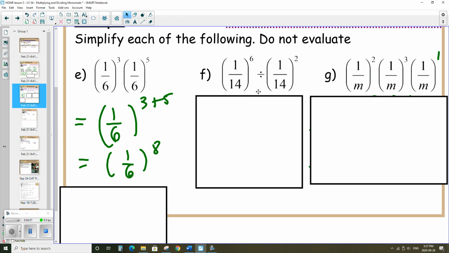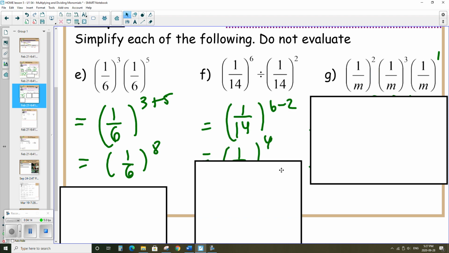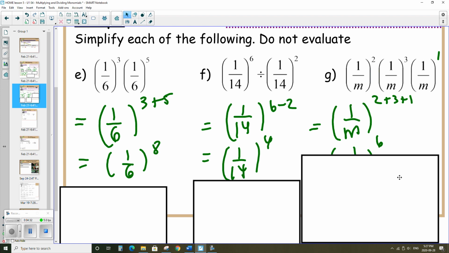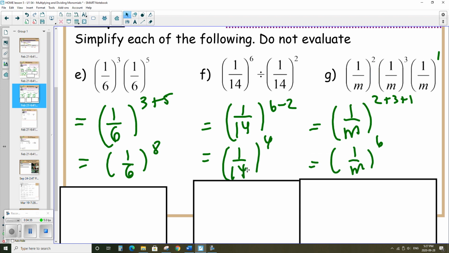Next question, 1/14, so that stays the same. And if we're dividing, we subtract the exponent, so 6 minus 2, which will give me 4. And then one last one here, 1/m, the bases are all the same, so just rewrite the base. And then we're multiplying in between, which means we're adding the exponent, so 2 plus 3 plus 1. You can do it all in one step, which gives me 1/m to the exponent of 6. And notice how they're in brackets, so I'm writing them in brackets, right? I'm being consistent with how the question is started.